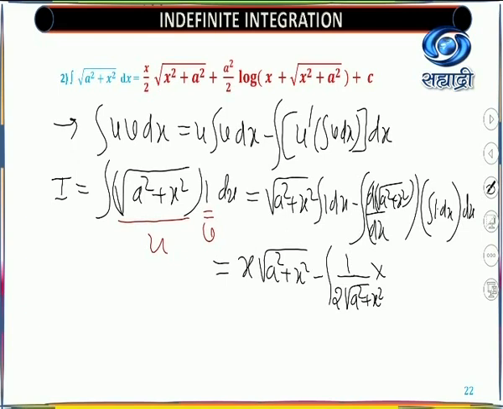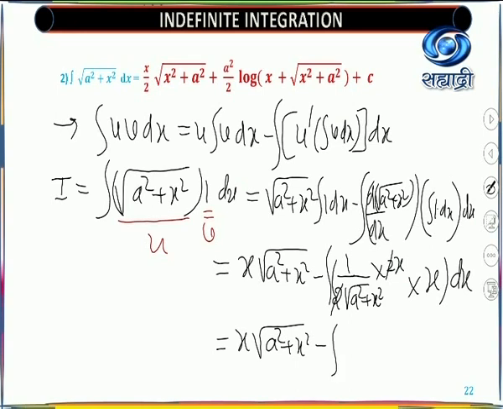The derivative of a square is 0 as it is a constant, and the derivative of x square is 2x, into the integral of 1 dx, which gives x. The complete term, whatever the multiplication is, is the integrable function. So 2 and 2 will get cancelled. What you are left with is x root of a square plus x square, minus the integral of x into x, that is x square upon root of a square plus x square dx.